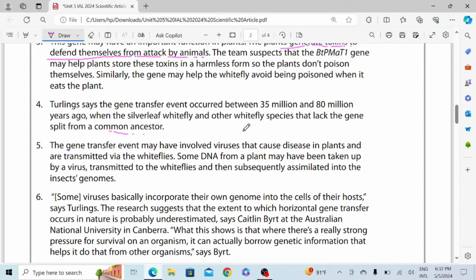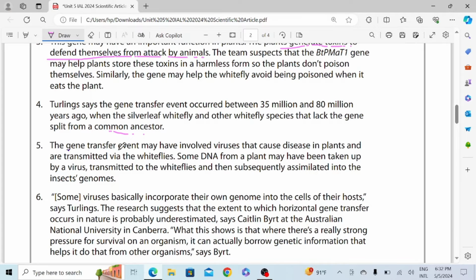So you could be asked something about sympatric speciation and like how they were isolated and how they developed into two different species. So be sure to remember those things.